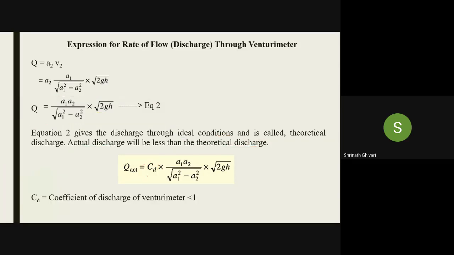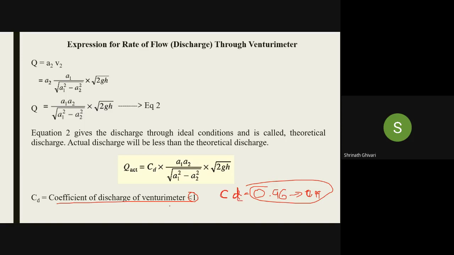So this CD value is less than 1 for a venturimeter. When you do the practical in your fifth sem, the coefficient of discharge range for a venturimeter should be 0.96 to 0.99. In some books it is given as 0.97, 0.98, it's fine. Generally, we are taking it as 0.96 to 0.99.